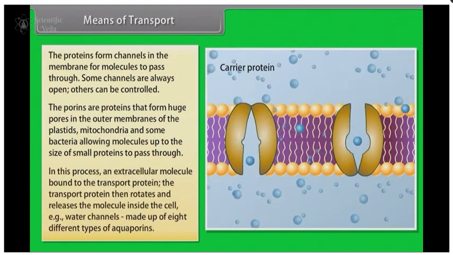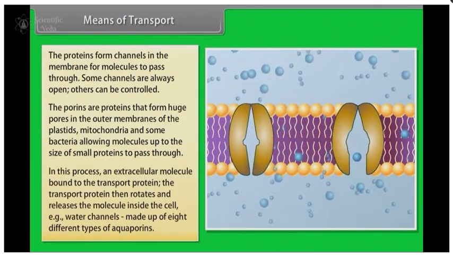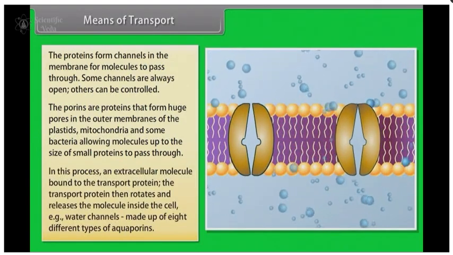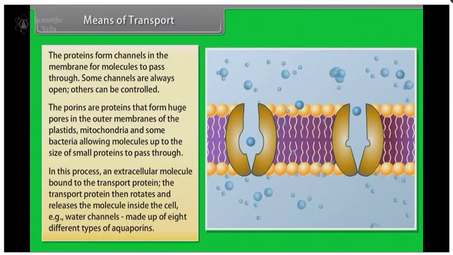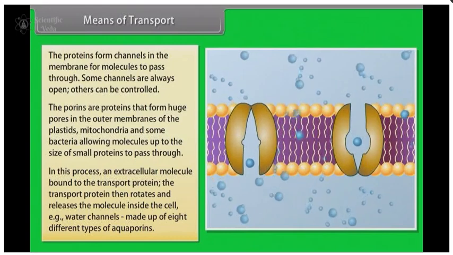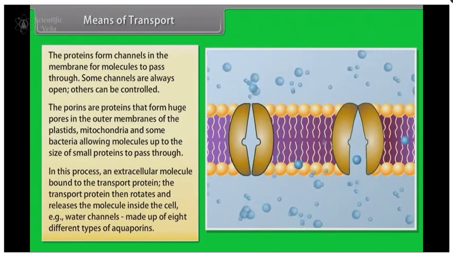In this process, an extracellular molecule binds to the transport protein. The transport protein then rotates and releases the molecule inside the cell. For example, water channels, made up of 8 different types of aquaporins.